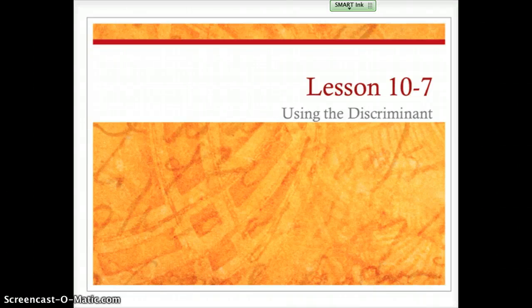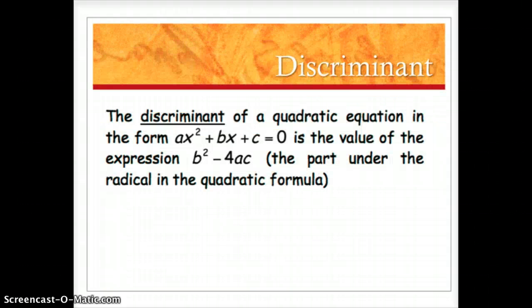Time for lesson 10.7. Today we'll focus on using the discriminant. So first you're going to have to say, what is the discriminant? The discriminant of a quadratic equation, if it's written in the form ax squared plus bx plus c equals 0, is the value of the expression b squared minus 4ac.